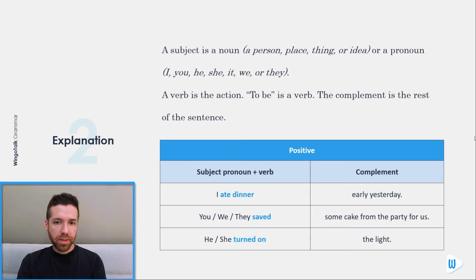Okay, positive examples. I ate dinner early yesterday. We saved some cake from the party for us. She turned on the light.